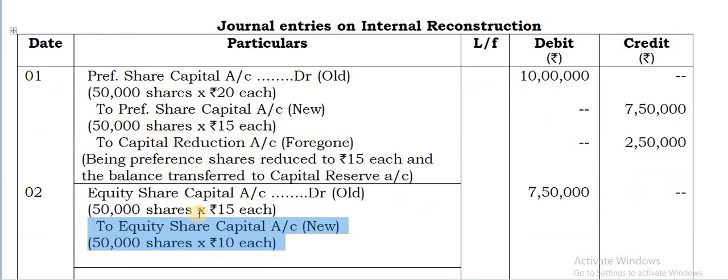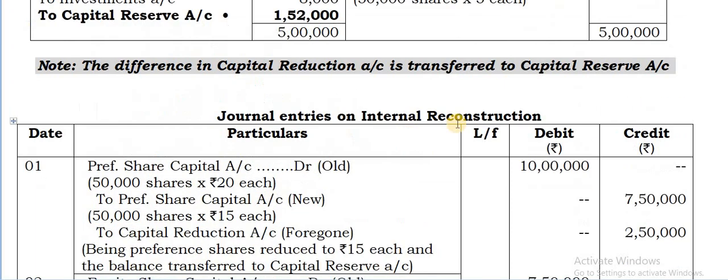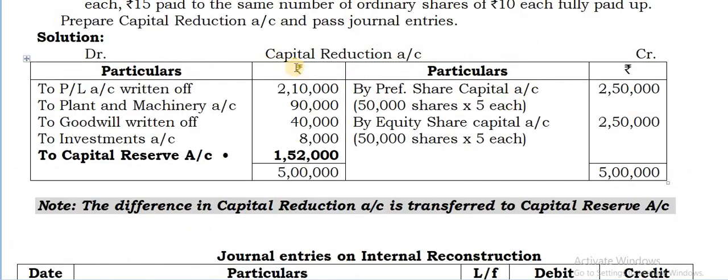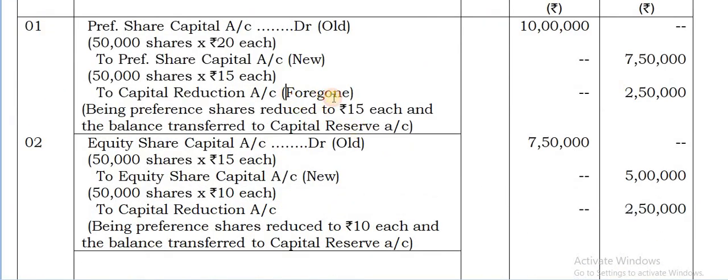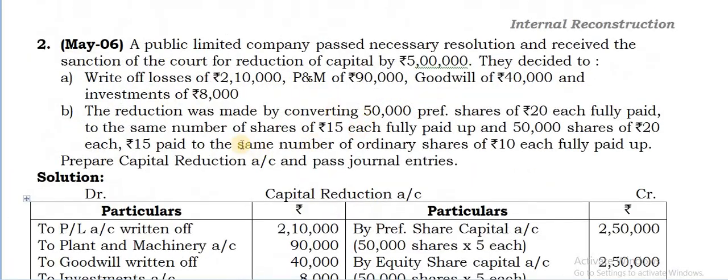Now again give a credit to equity share capital account. This is the new 50,000 shares into 10 each. It is being reduced to 10 each. So how much is that? 5 lakhs. Still the balance is transferred to capital reduction account. That is the 2,50,000 which is taken in the capital reduction account. So the foregone amount is taken to capital reduction account. This is also a foregone amount, which is being taken to capital reduction account. Now these two entries are over.